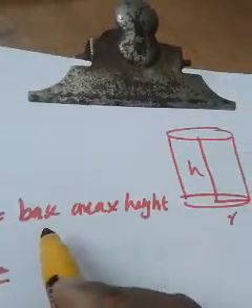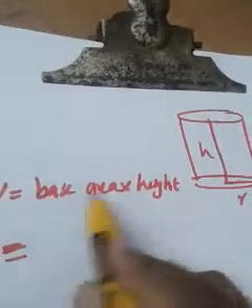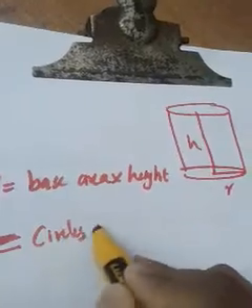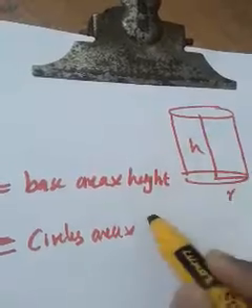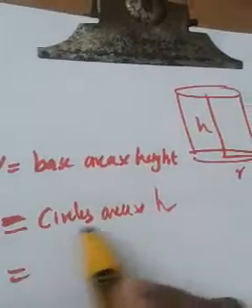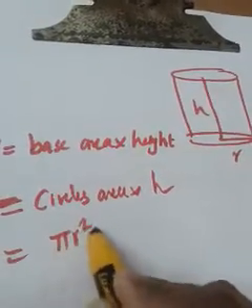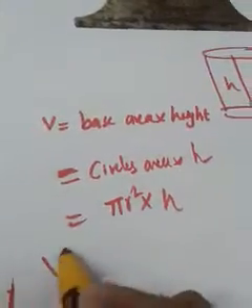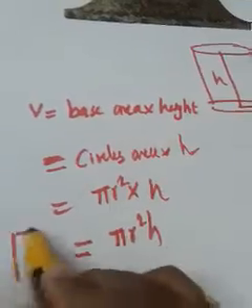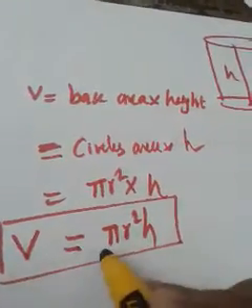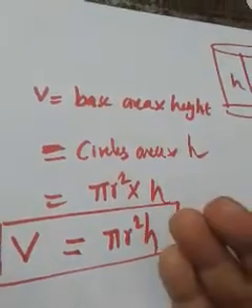So base area is nothing but, which is the base? The base is a circle, no? So we can replace base area with the circle's area, because here the base is a circle, into height. Height is already given as h. So which is the formula for calculating a circle's area? Pi r square, because the radius is r. So the formula is pi r square into h. And this is the formula for calculating the volume of the cylinder. It is nothing but pi r square h. Volume of the cylinder is given by pi r square h. Very simple, no? Okay.